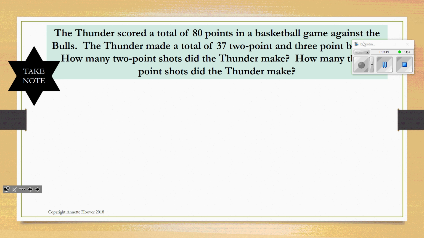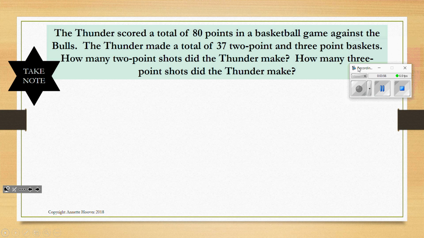In the next example, the Thunder scored a total of 80 points in a basketball game. Against the Bulls, the Thunder made a total of 37 2-point and 3-point baskets. How many 2-point shots did the Thunder make? How many 3-point shots did the Thunder make? So again, we have to make two equations. One equation is going to be based on the number of 2 points.